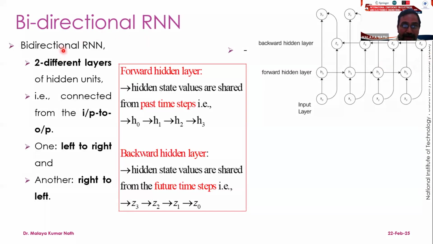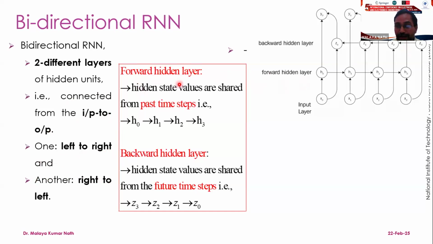This bidirectional RNN consists of two different layers. That means if we look into this architecture, we can see that there is one set of layers which is passing from past time steps, and another set of layers from future time steps. So how exactly is it represented? It consists of two different layers connected from input to the output. One is from left to right and another is from right to left.